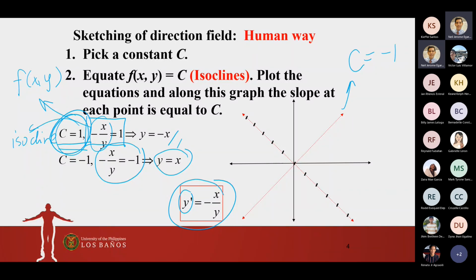Pero C is equal to negative 1. So ibig sabihin, ang slope ng mga line elements on this isocline should be negative 1. So magdodrawing ako ng mga maliliit na lines na ang slope ay negative 1. Remember, ang slope ay negative 1 ay yung diagonal na line, yung pa-backslash, alright? So if I do that, I'll get this. And then I'll do this for other values for C.